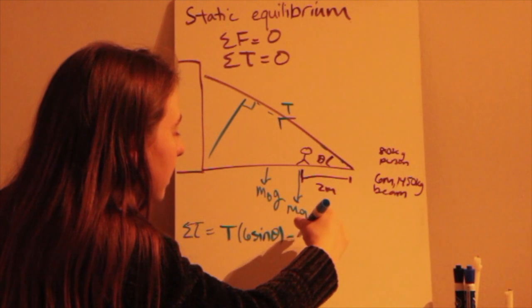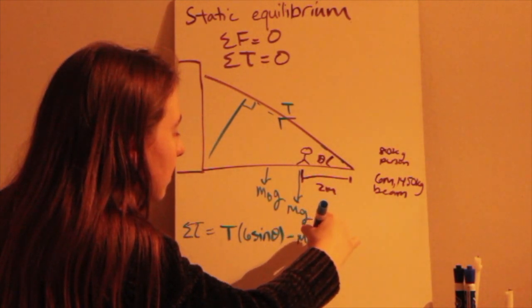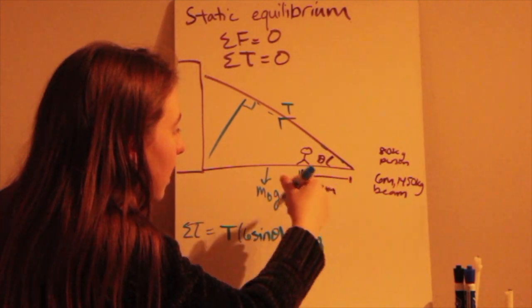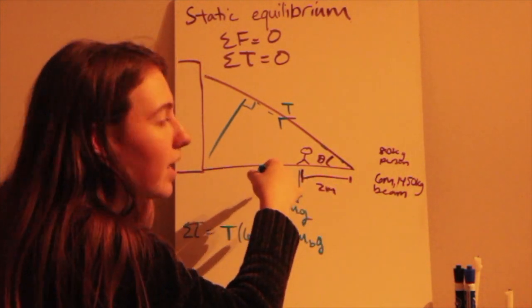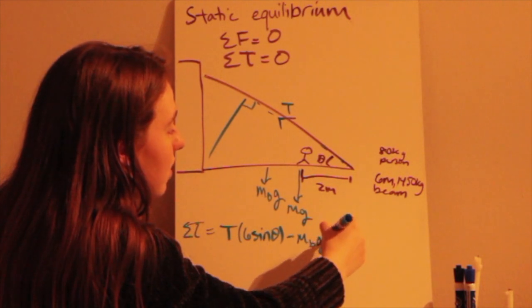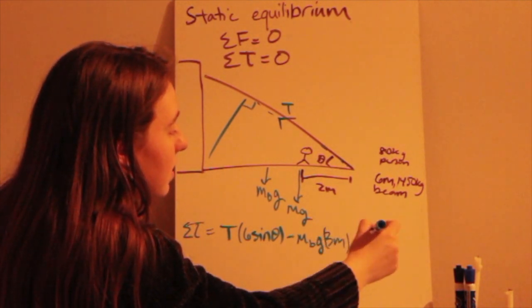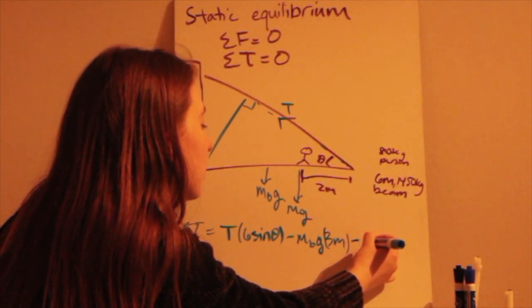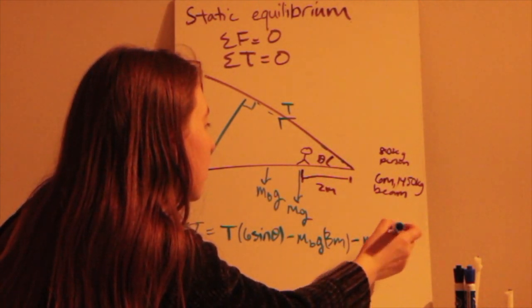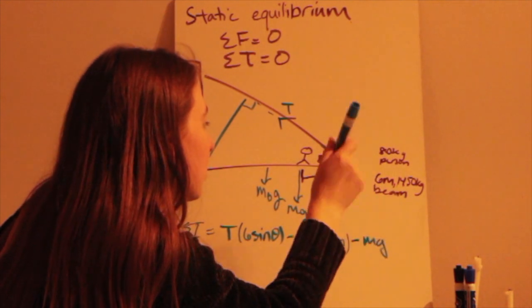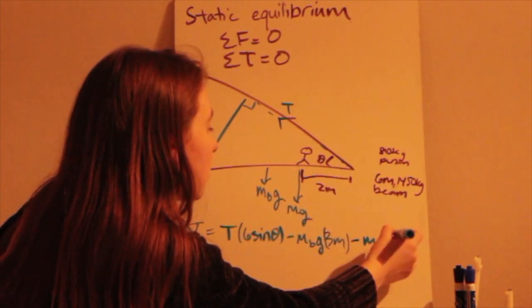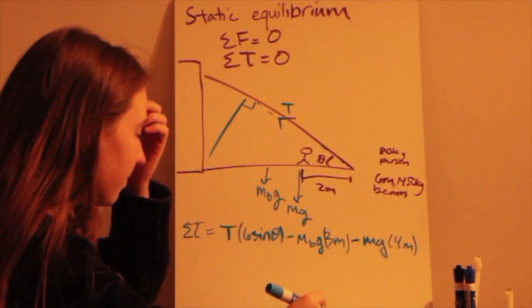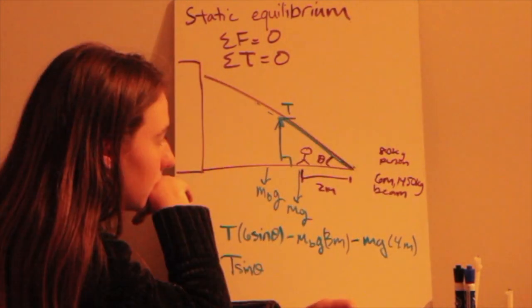And then we have the mass of the beam, force exerted by the beam, the distance to its center of mass, which is 3 meters because it's a 6 meter beam, and the human, and he is 2 meters from the end, so he is 4 meters from the pivot point. Okay, so that's one way to set it.